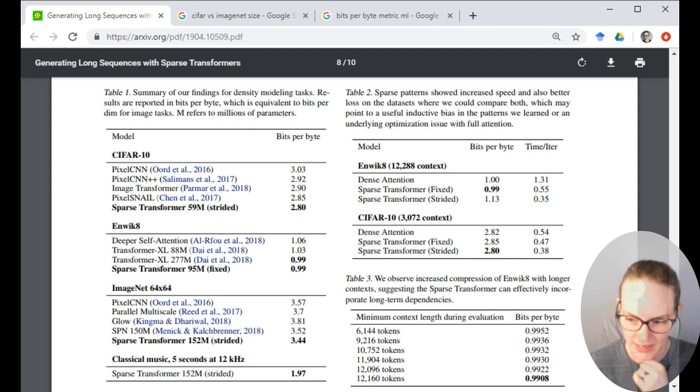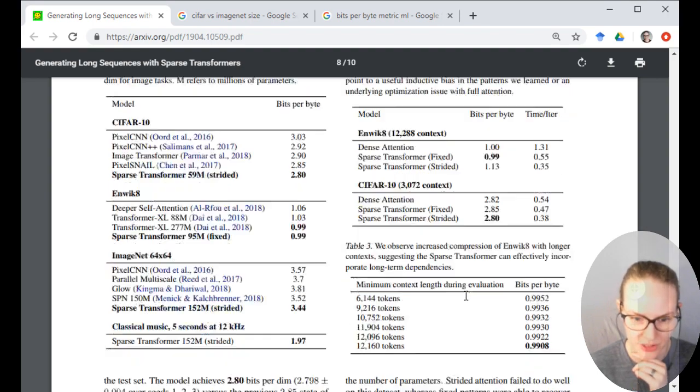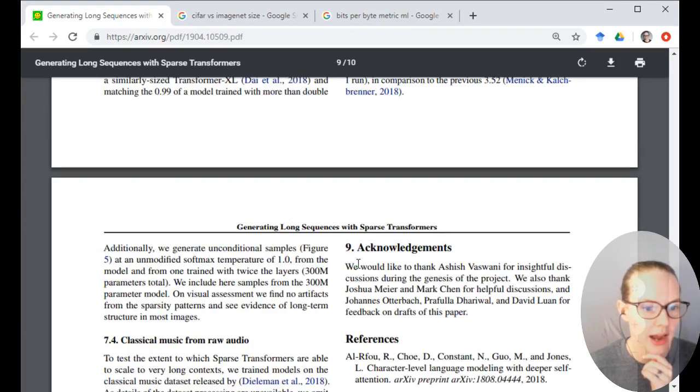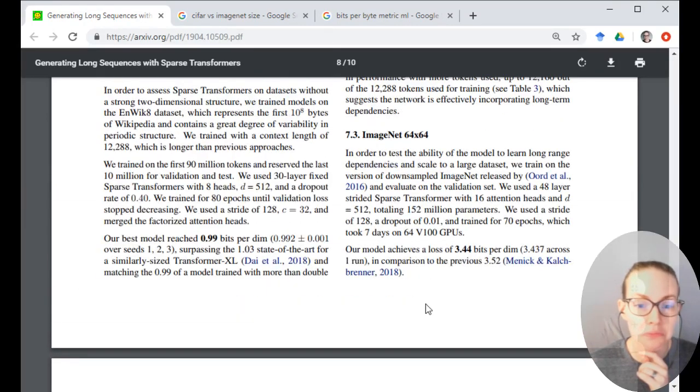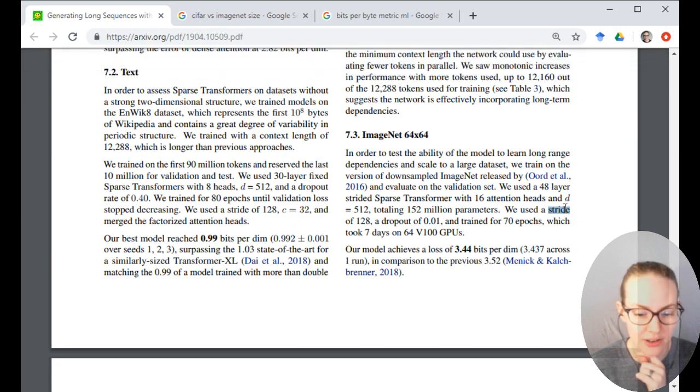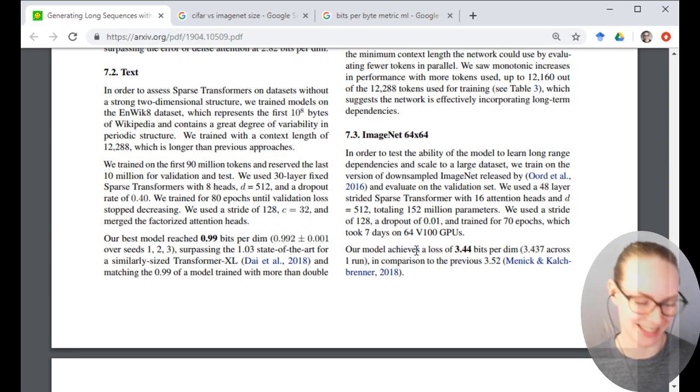Anthony says, now they're testing using strided versus the fixed from before. No, they're just using the 48-layer sparse transformer. They're just using stride here. They're not trying both of them. AJ says, ImageNet is larger in terms of both images per class and resolution. Helpful. Oh, that's right. Image size matters a lot in computer vision. That is not a thing you really have to deal with in text.